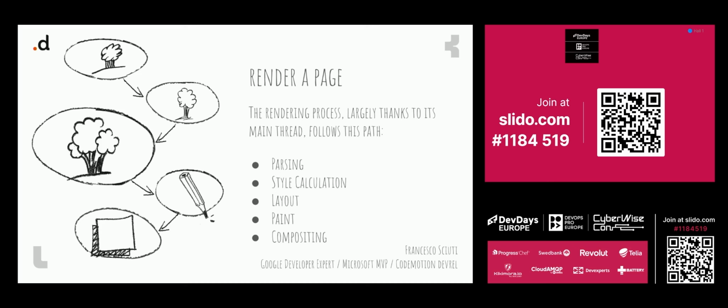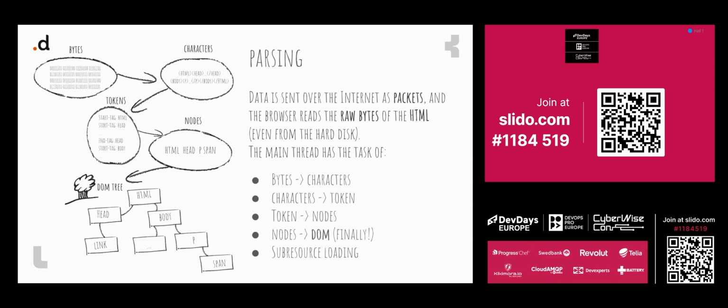Inside the phases, the steps that the rendering process needs to handle: parsing, style calculation, layout, paint, compositing. Okay, let's go through them one by one. Well, the first one, parsing.